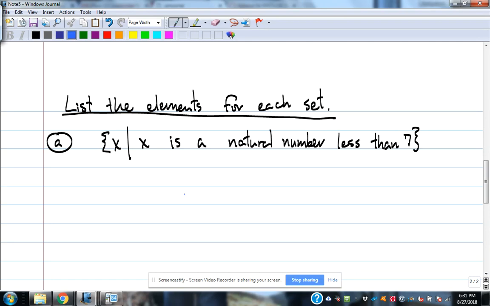Okay? So we're going to write that as a list of elements. What are elements again? They're the pieces inside. They described them in their definition of the set. We want to actually write them there.